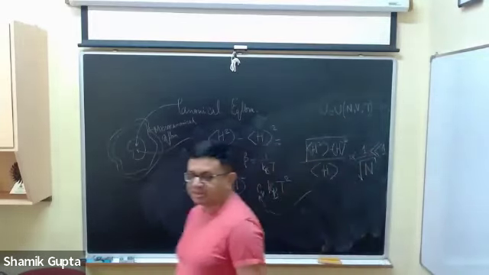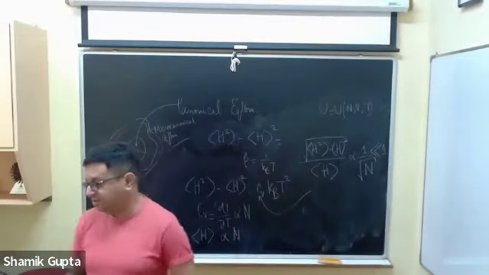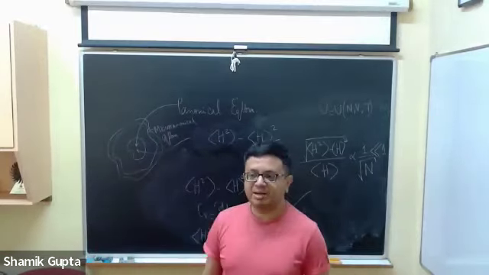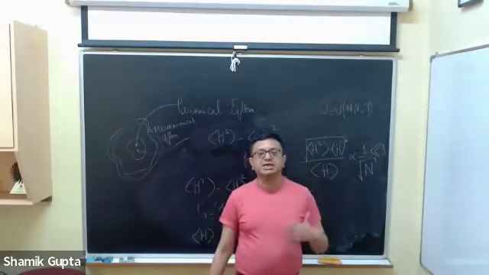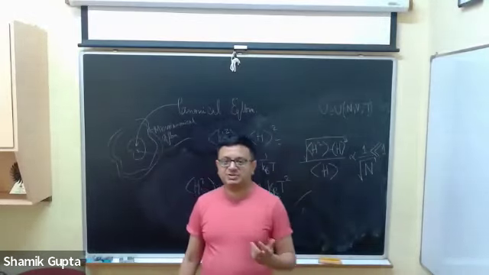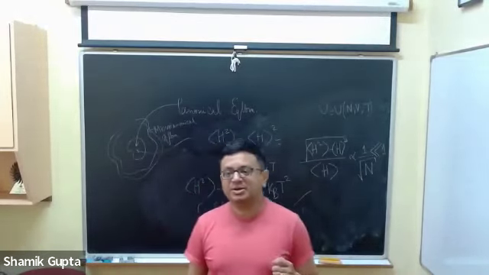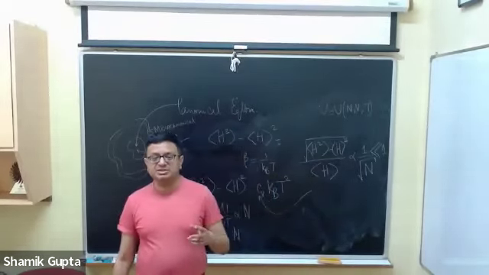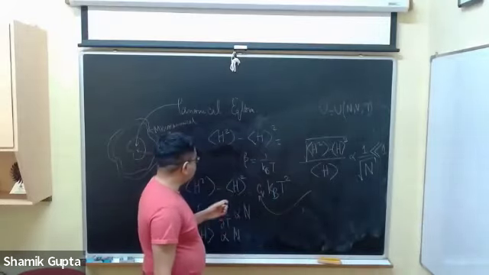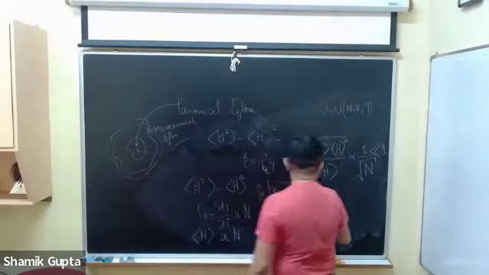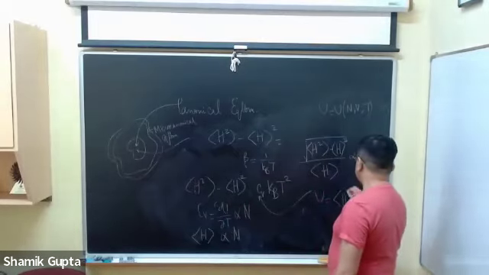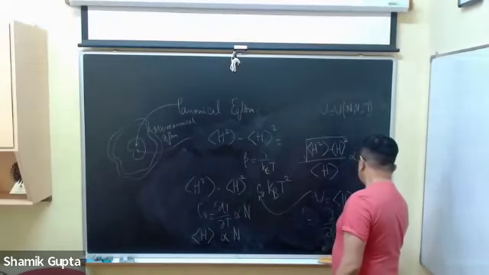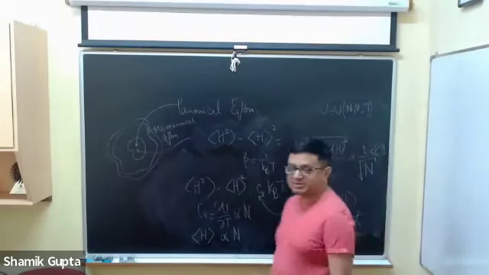So therefore, we get a very interesting result. In the microcanonical ensemble, energy was a constant of motion. Energy doesn't change as a function of time. In the canonical ensemble, of course, energy changes as a function of time, but the average energy is given by this formula. This is the average energy.